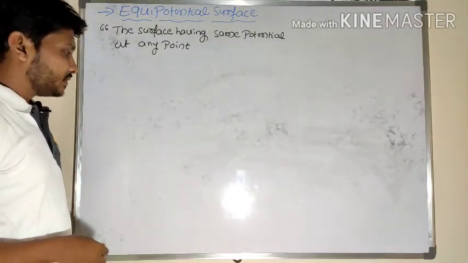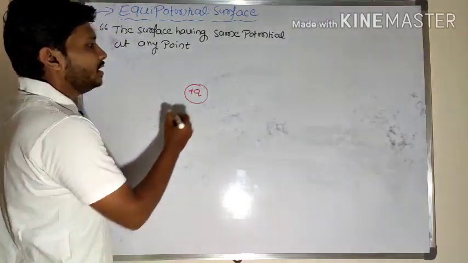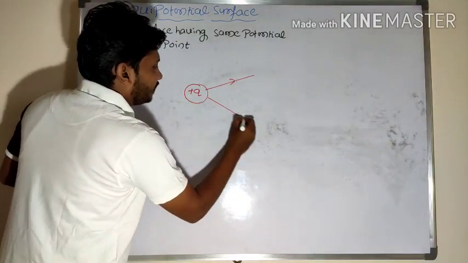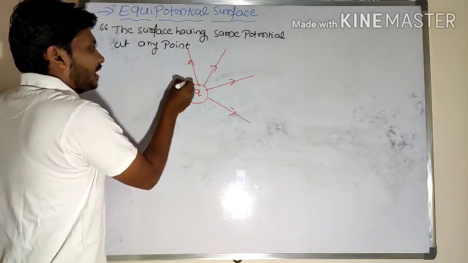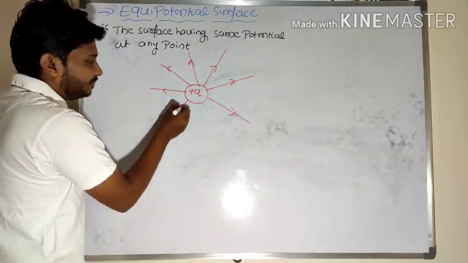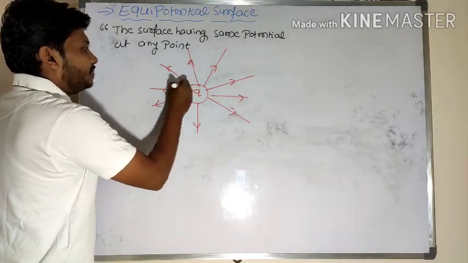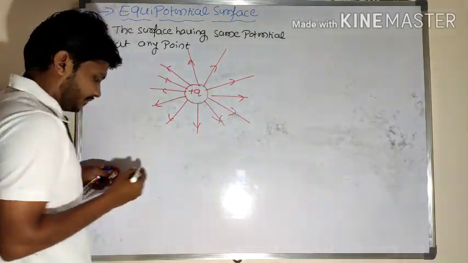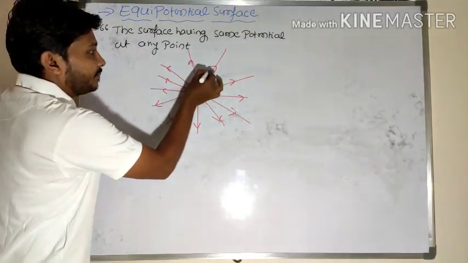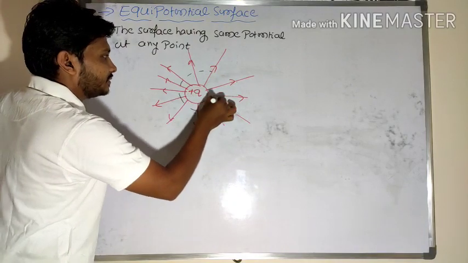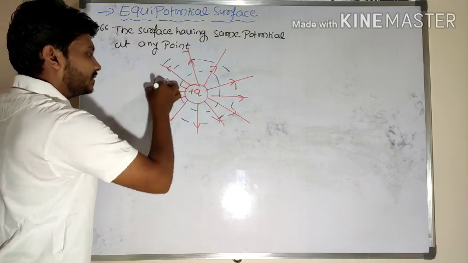So for example, I will consider one charged particle here, plus Q. What is the direction of the field lines? For a positive charge, field lines are in the outward direction. So this is the direction of the electric field lines here. Now I will consider the value of potential. For example, I will choose equipotential surfaces: this is one and this is another surface I will consider.